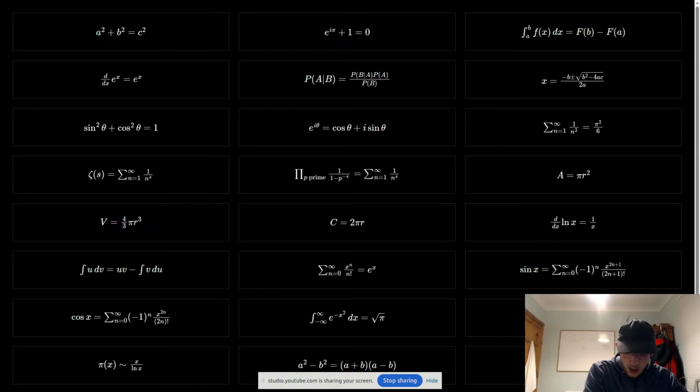Log base 10 of 3 is 0.477. Log base 10 of e is 0.434, which makes sense, as e is between 2 and 3. It's 2.71828. And lastly, log base 10 of pi is 0.497.